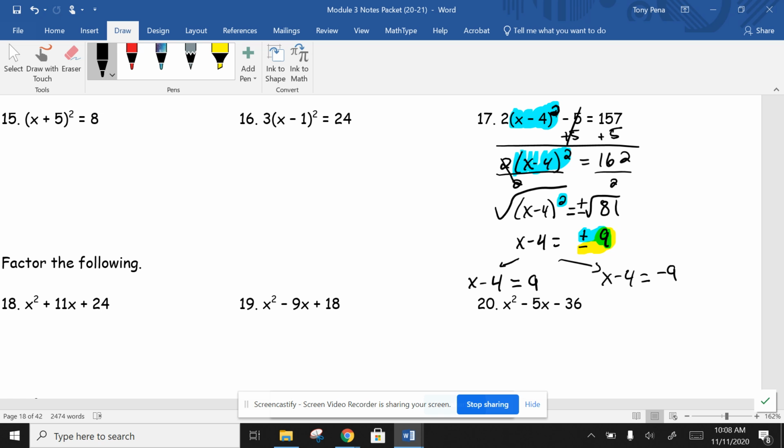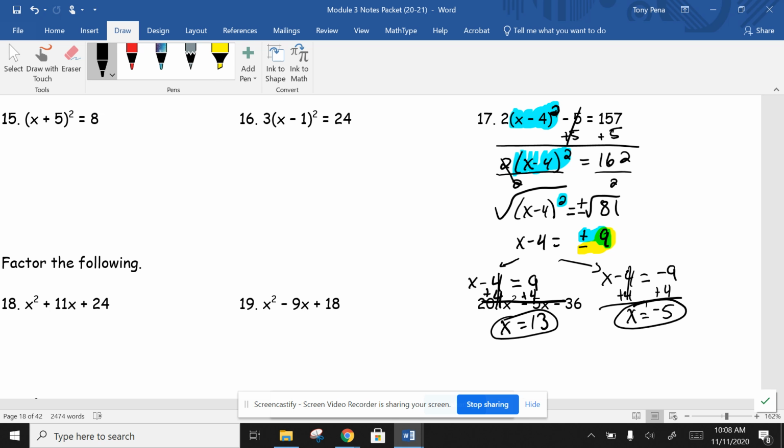So I'm going to go into the next problem here. But if I add 4 to both sides now, just cross that out, these will cancel, and one answer should be 13. If I go to the second one, do the exact same thing, add 4 to both sides, the negative 9 plus 4 is a negative 5. So then those are our two answers.